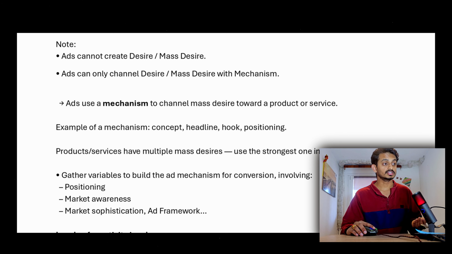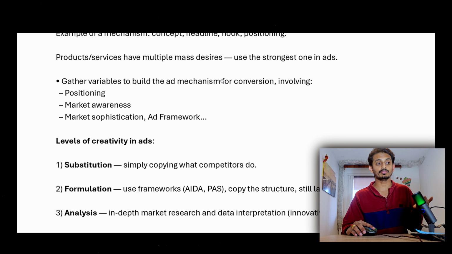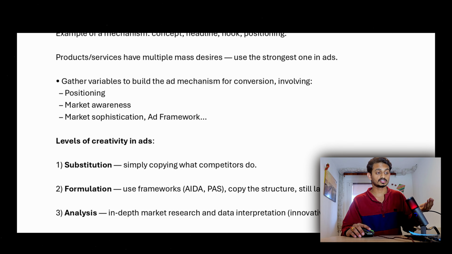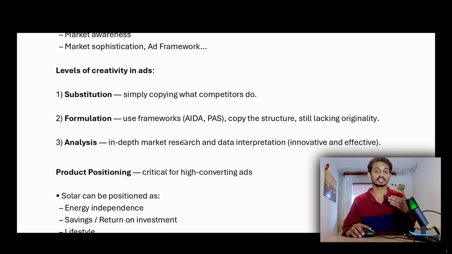So what that means is, any product or service will have multiple mass desires. So you have to use the strongest one in your ads to get a high converting ad. What you have to do is gather variables to build the ad mechanisms for conversion. These variables are how you position them. We will come back to mass desires in a bit. But before that, you need to understand the levels of creativity in ads. There are 3 levels of creativity in making an ad.